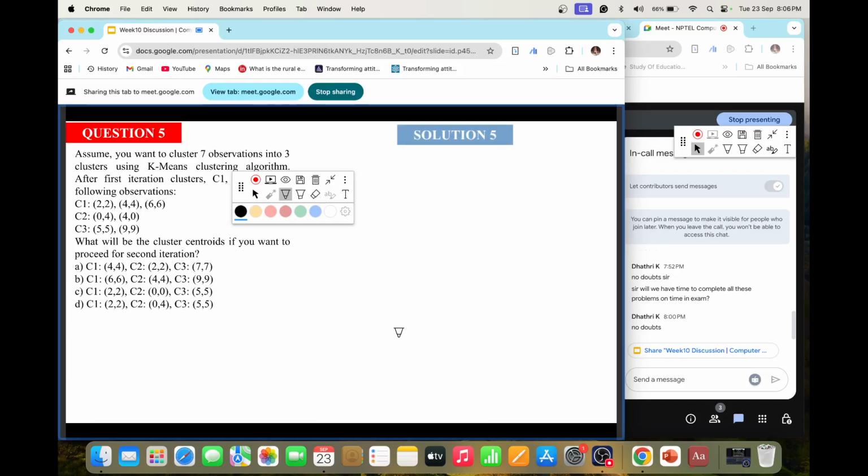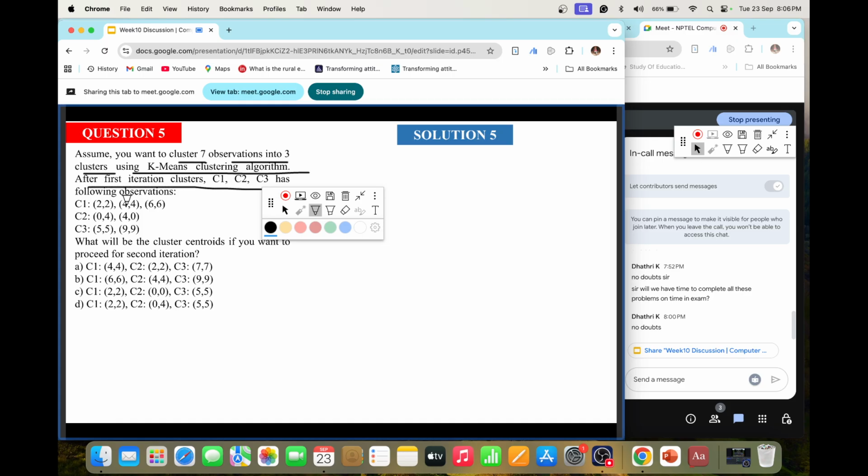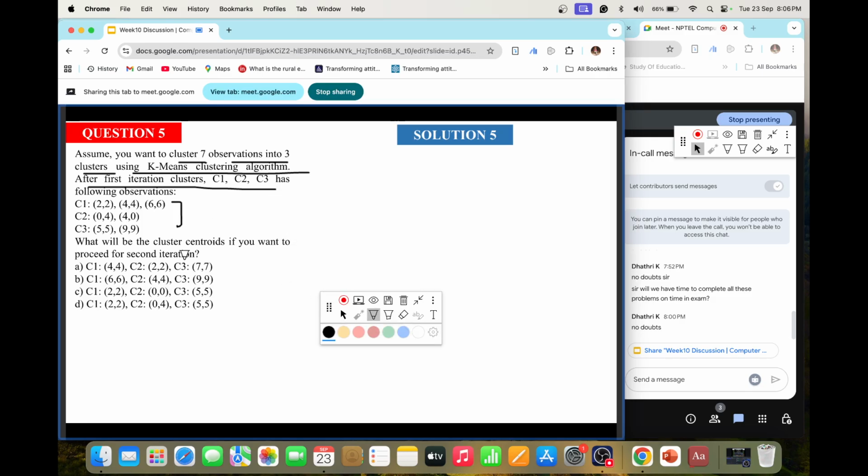And then we will solve this. Assume you have 7 observations and you have to cluster them into 3 clusters using the K-means algorithm. After the first iteration, C1, C2 and C3 are as given. What will be the cluster centroids if you want to proceed to the second iteration?